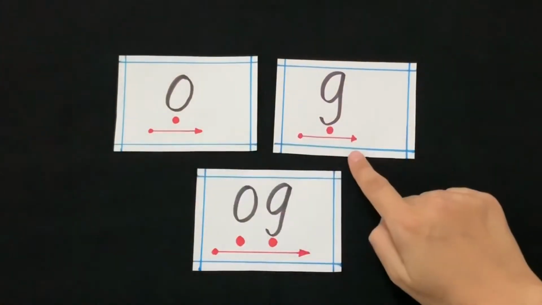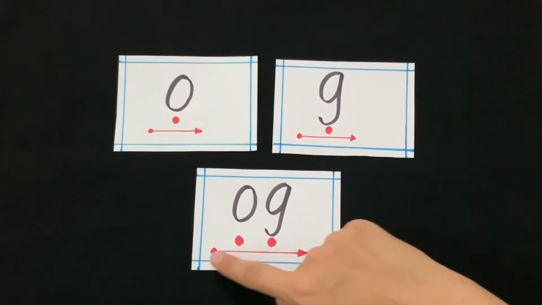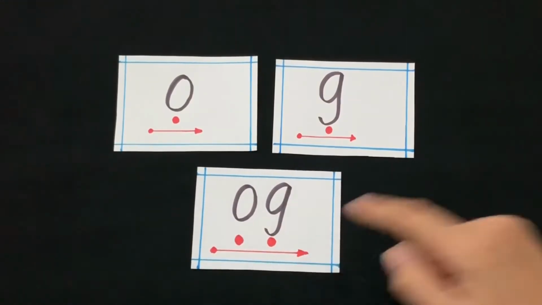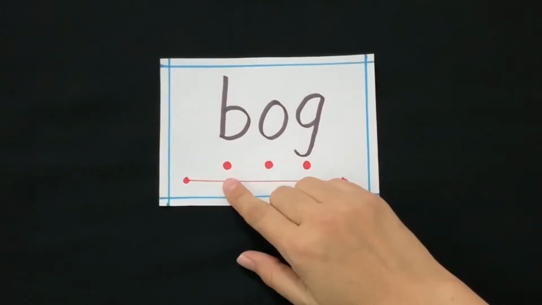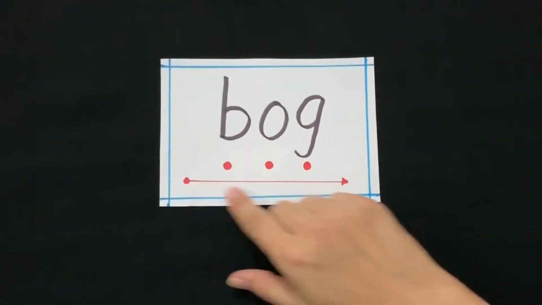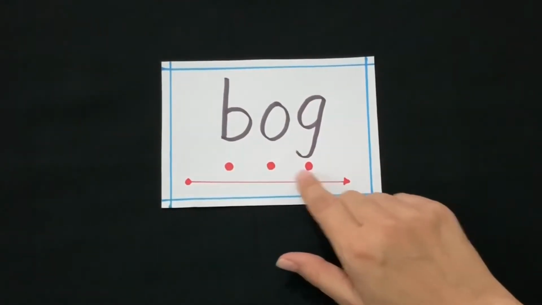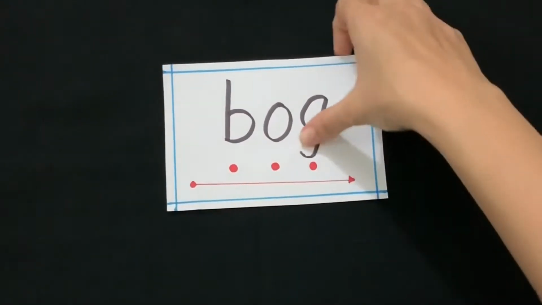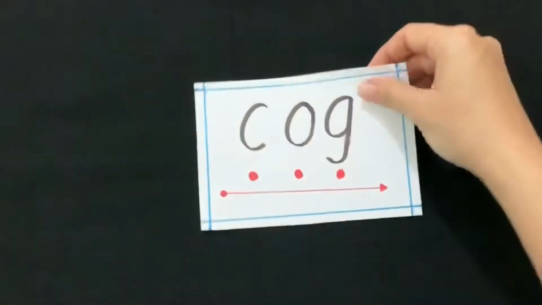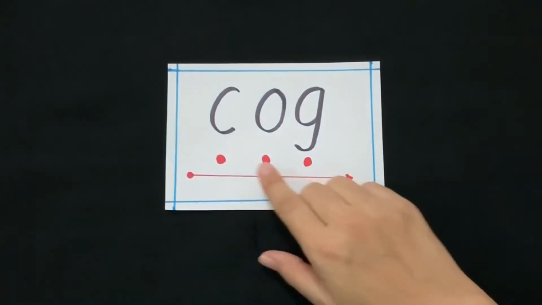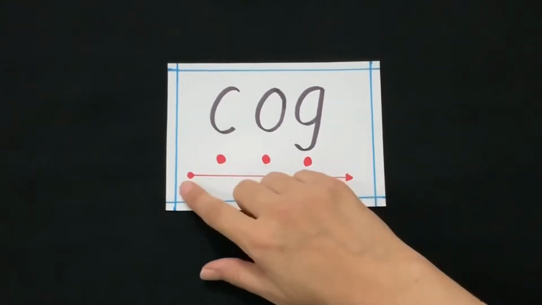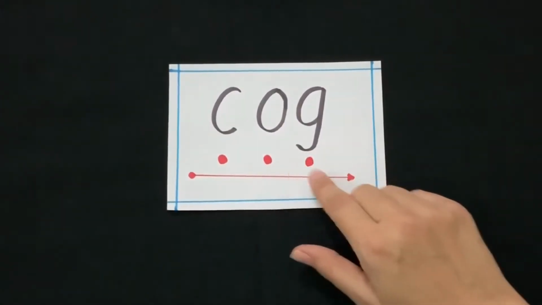O, g, og. B, o, g, bog. Og, cog, k-og, cog.